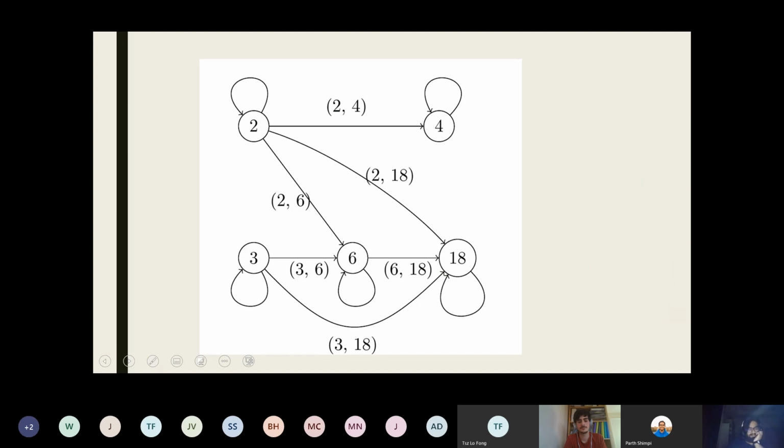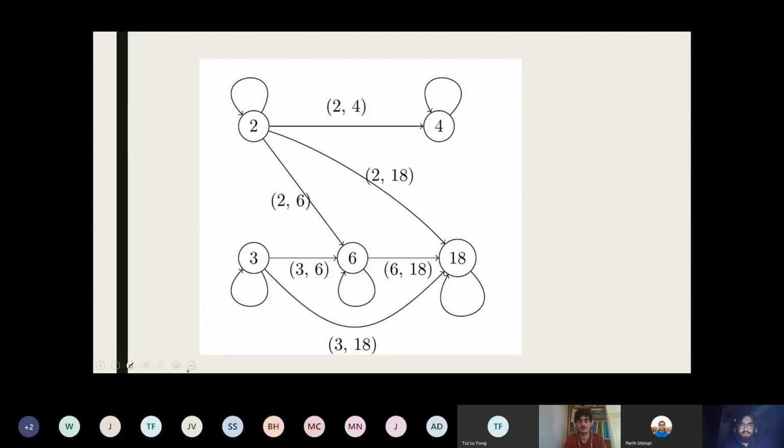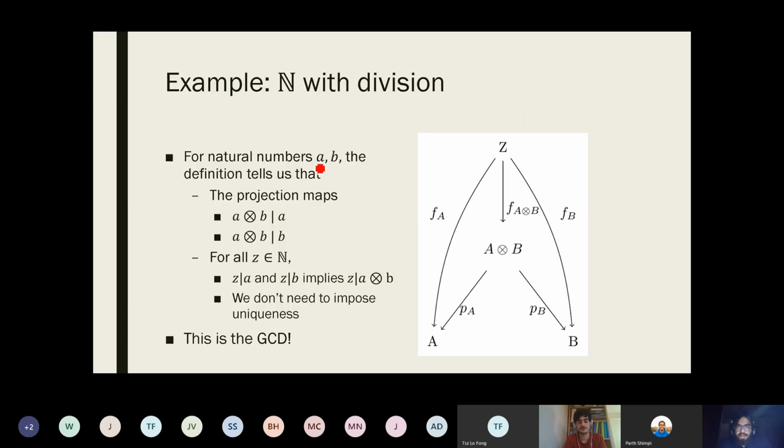And the most surprising example is the naturals with division. Remember what I defined earlier when I made the naturals into a category with division. The definition tells us that for any two natural numbers a and b, we have projection maps from the product to A and from the product to B. So the existence of the projection map tells us that A cross B divides A and A cross B divides B. For all elements Z in the naturals, Z divides A corresponds to FA and Z divides B corresponds to FB. This implies that Z divides A cross B, because we have the existence part from the definition, and we don't need uniqueness because Hom contains at most one element in this category.